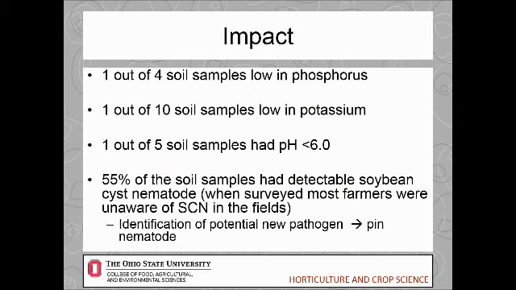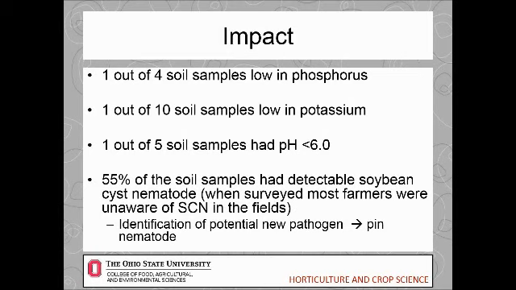And so far, the impact of this research has shown us that throughout Ohio, 1 out of 4 soil samples have been low in phosphorus. This is pretty important because we always hear about the negative side of phosphorus, how it's causing all the problems in the lakes, and it's actually pretty important to know that some farmers do actually need phosphorus.